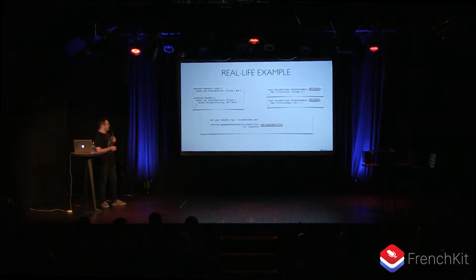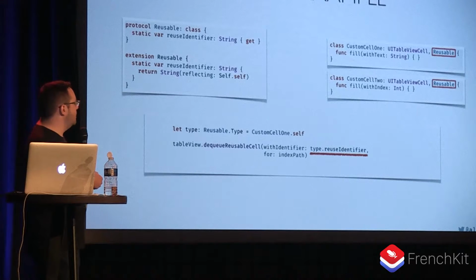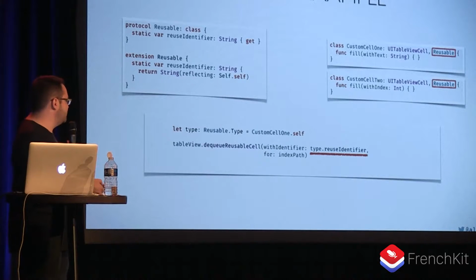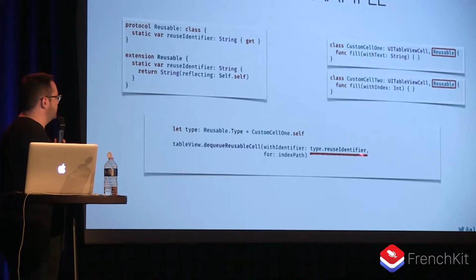And with that, we can now call this Apple method, like dequeueReusableCell. So that's the Swift 3 API, for those of you who don't use Swift 3 yet. That's the same as dequeueReusableCell withIdentifier forIndexPath. So the typical dequeue method you use. But now instead of passing a hard-coded string for a reuse identifier, we can now ask the type its own reuse identifier that we just got there. So if we have a type like CustomCell1, this will use CustomCell1.reuseIdentifier that will be the CustomCell1 string.